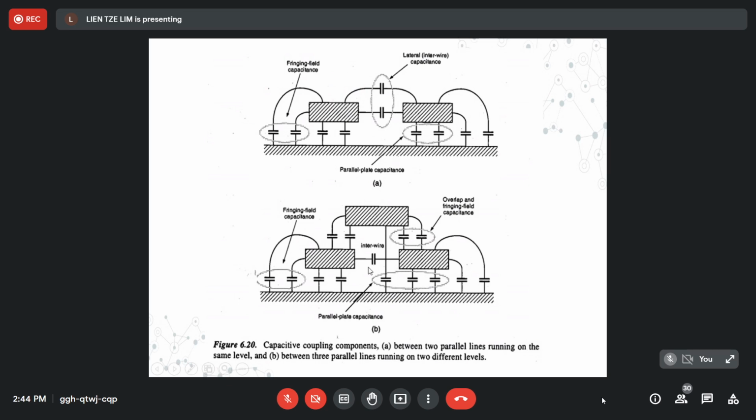Another structure here, you see there are two levels of metal layers. This is level one. This is level two. So there are two layers of metal wire. Here the capacitance also has to be considered, including the parallel plate capacitance and fringing field capacitance. So this figure can clearly show you what all this capacitance is in the structures when different layers of metal wire are used.